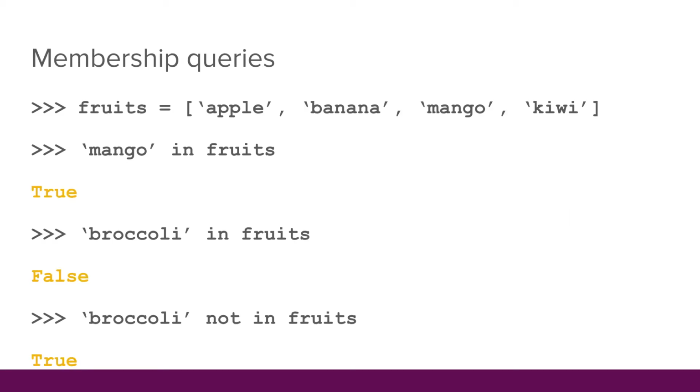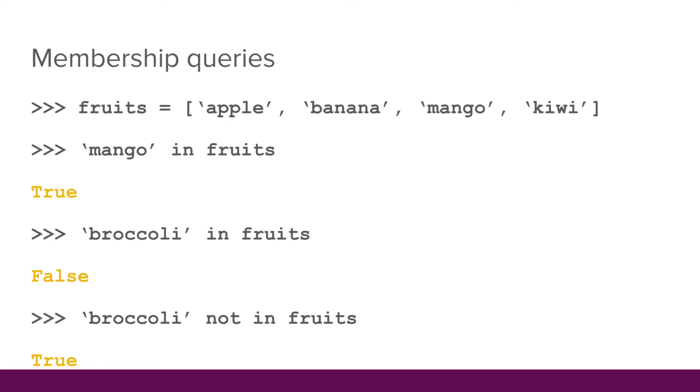Another thing you can do with lists is query for membership. In this case, I can use a string literal, or alternatively a variable. I'm saying, is the string literal mango inside of fruits? If it is, then I'll get True back. Is broccoli in fruits? False. And I can also use not with the keyword in. So if I say broccoli not in fruits, that's going to be True. Any questions on membership queries?